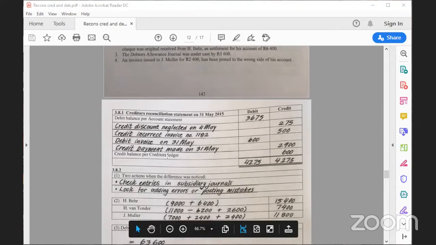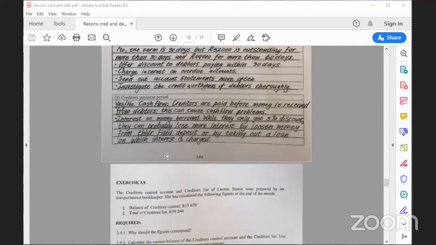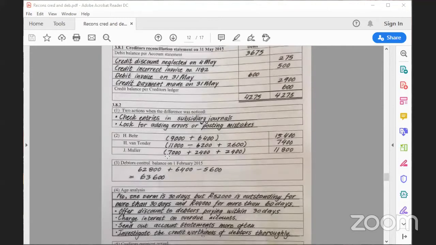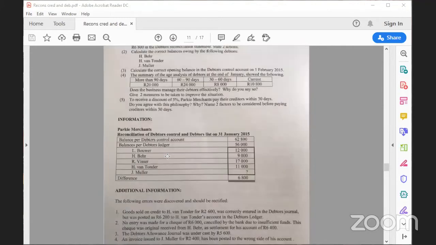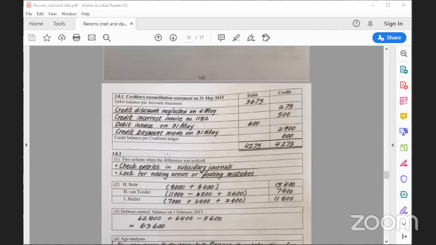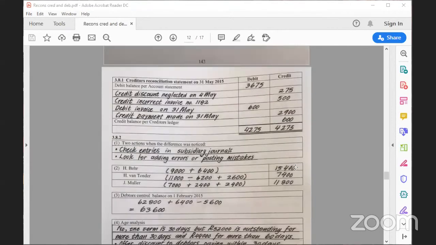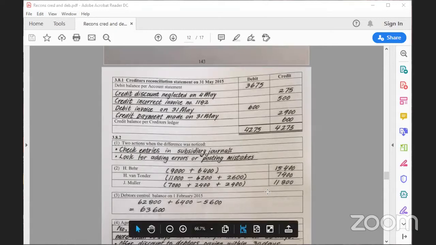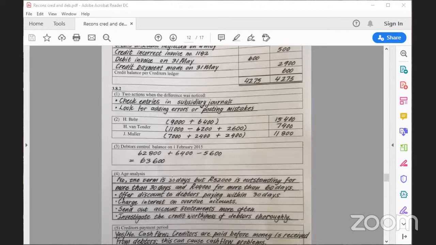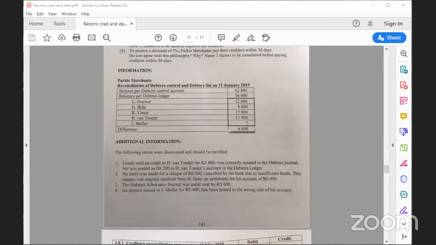Okay, let's do the last few questions. Let's not rush it, but let's quickly just have a look at 3. Calculate the correct opening balance on 1 Feb. So we just take our new opening balance and all those amounts into account, as well as these new ones. That's all we do to get our closing balance, basically.